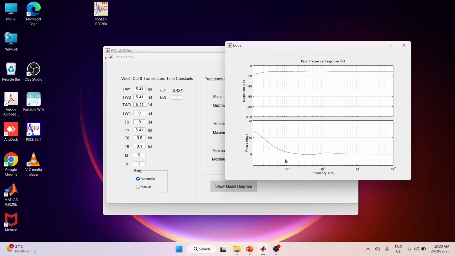For the proper settings of the pre-filtering, the phase of the integral of accelerating power should be passing around 0 for all frequencies of oscillations in which PSS should provide good damping. So you can see here, for example, from 0.1 Hz to even 100 Hz, we have the phase passing around 0.